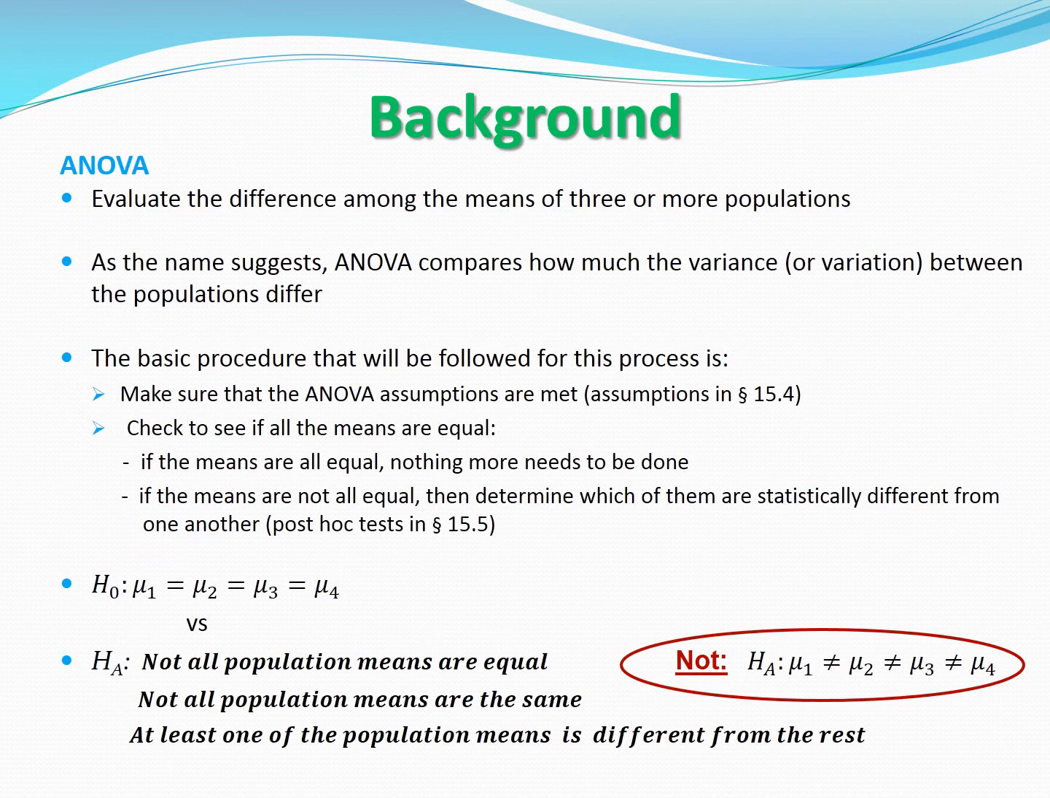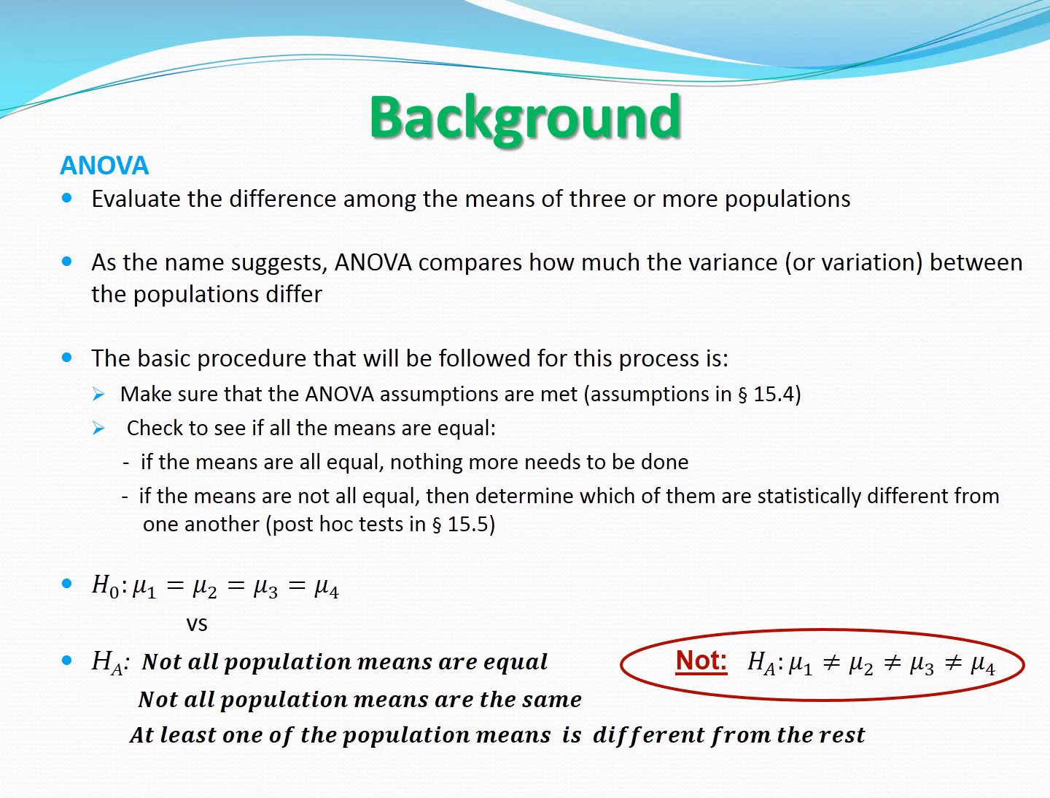The way in which we evaluate the differences amongst the population means in ANOVA is to compare the variance or the variation between the populations. Because if there's no variation between the population means, then they will be the same, but if there's variation between them, then they will differ.